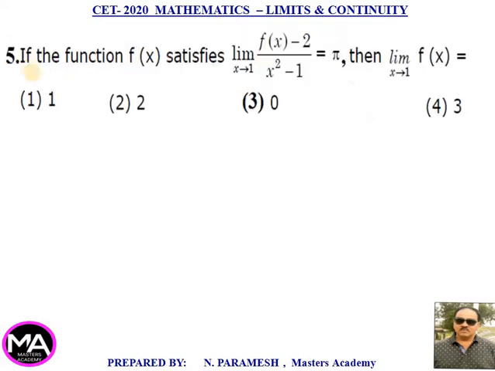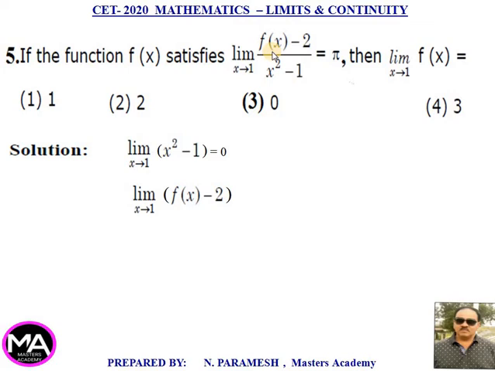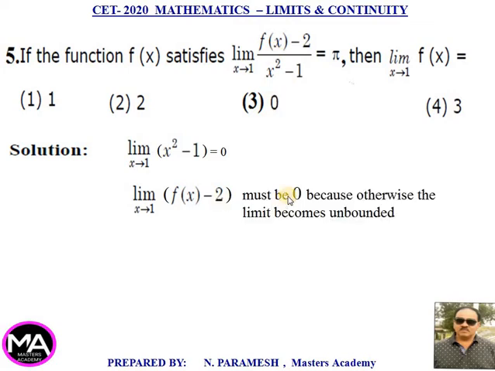Fifth question: if the function f of x satisfies limit as x tends to 1 of (f of x minus 2) divided by (x square minus 1) is equal to pi, then limit as x tends to 1 of f of x is equal to, 4 options are given. Solution: limit as x tends to 1 of x square minus 1 is equal to 0. Limit as x tends to 1 of f of x minus 2 must be 0, because otherwise the limit becomes unbounded. Therefore limit as x tends to 1 of f of x is equal to 2, that is there in option second one.